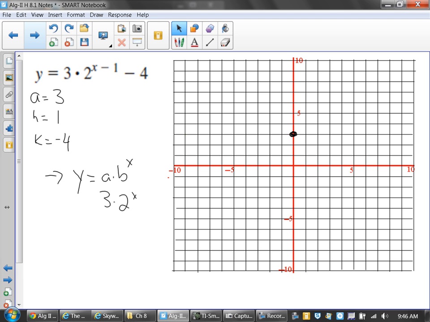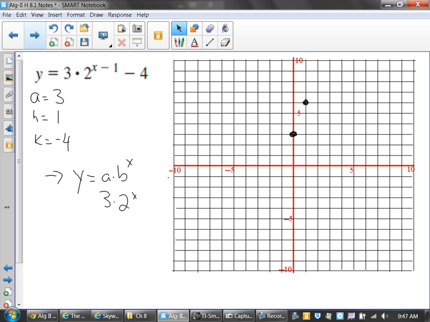What's the next really, really easy point to plot? 1. What's 2 to the 1? What's 2 times 3? 6. I know it'll be at 1, 6. Where will the horizontal asymptote be for the parent function?